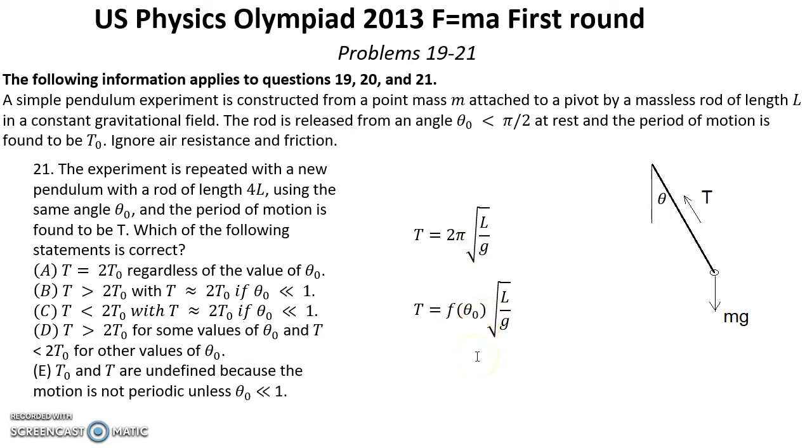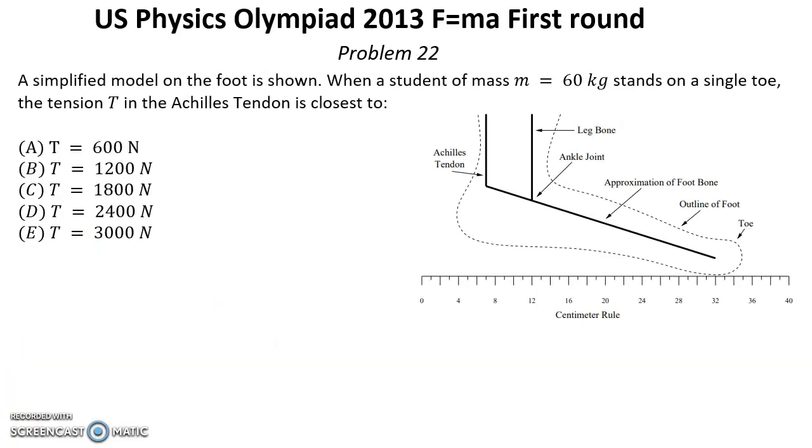And if we look at this formula and we increase the length of the rod 4 times, we increase the period 2 times, which is answer A. That's the correct answer.